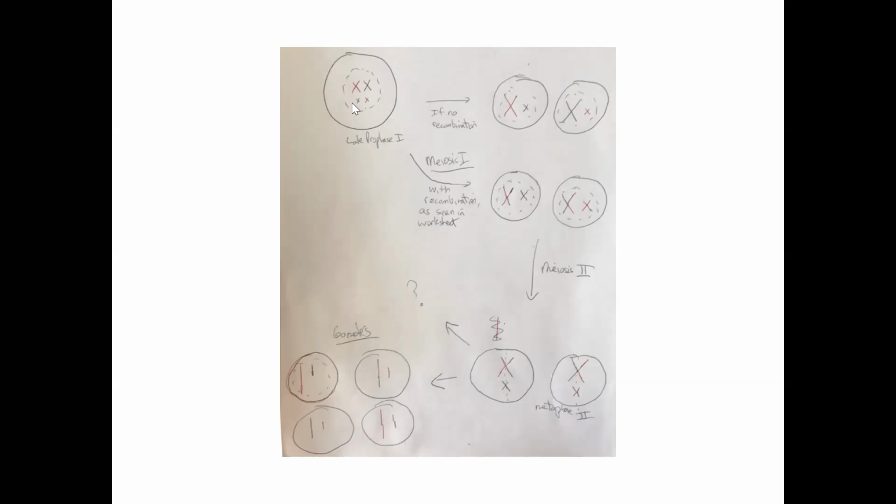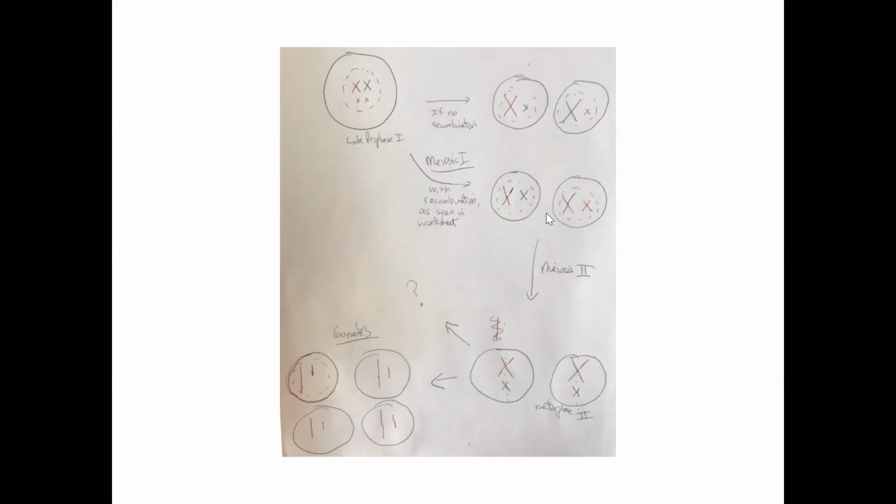This is the original cell in late prophase 1. If no recombination had occurred, this is what it would have looked like. These two cells would have been all, now red replaces white. So now it's all red, a big red, small black, big black, small red, okay? That's what it looks like without recombination. But in Figure 5, we have recombination. So this is that top pair of cells at the end of meiosis 1 in Figure 5.